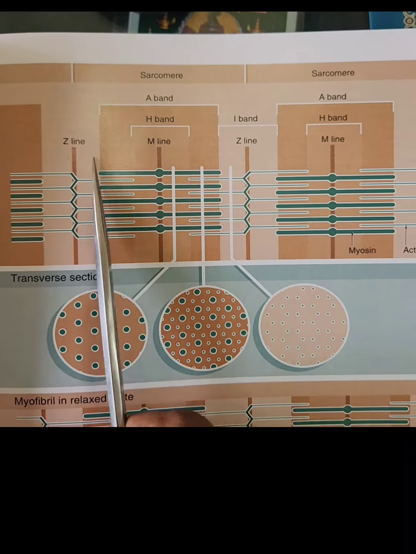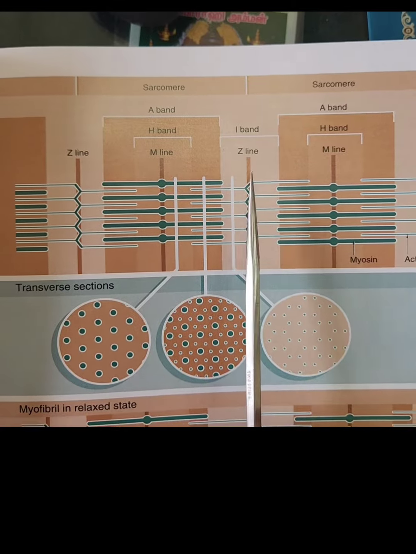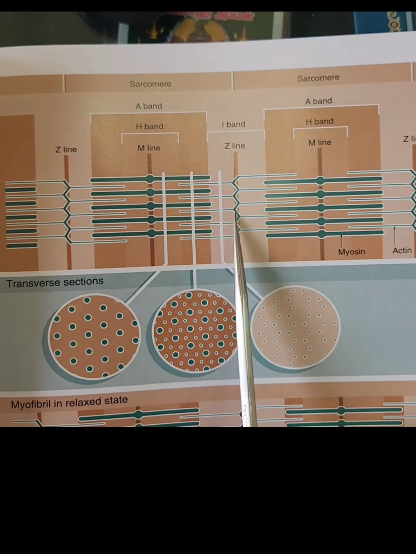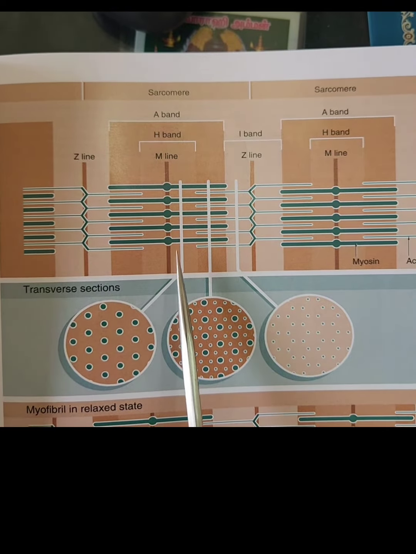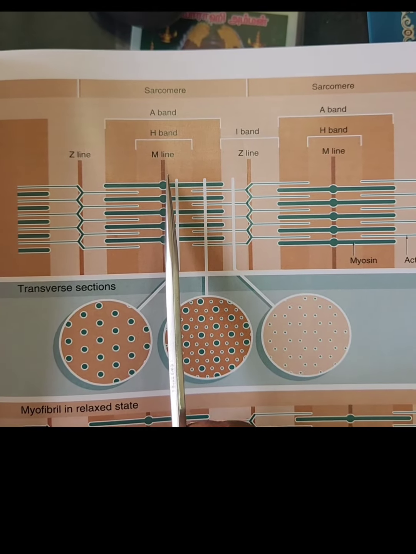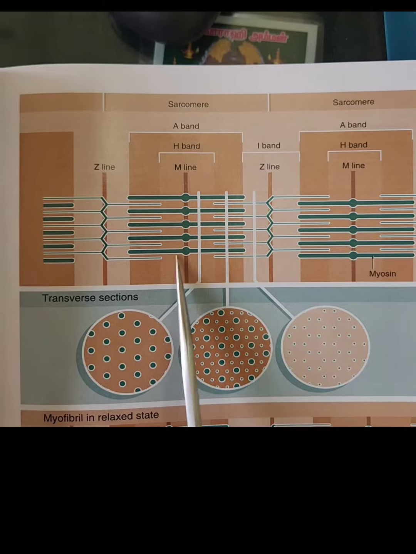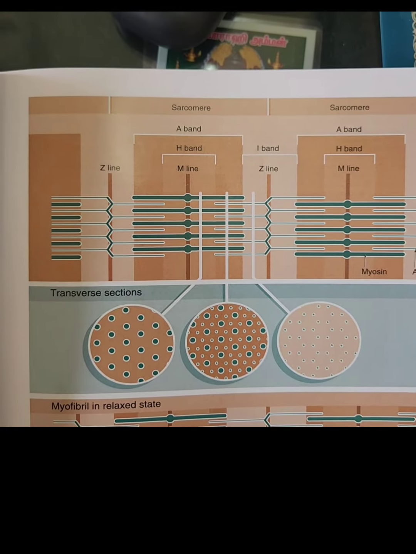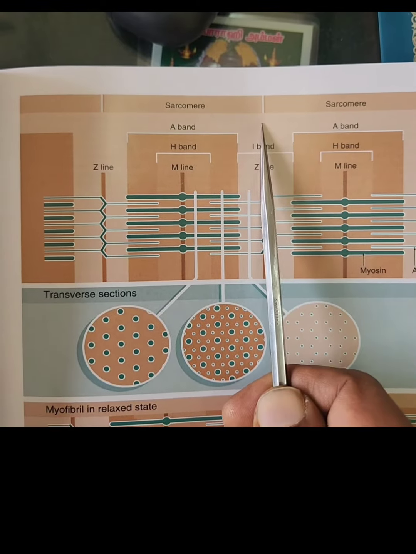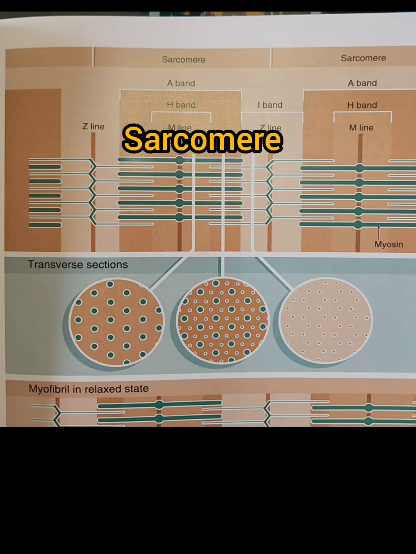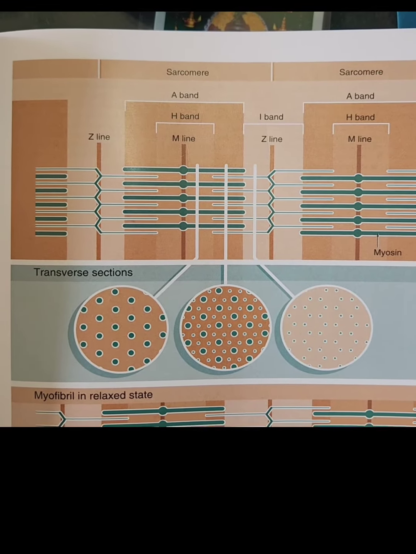And in the center of the I band, we find Z line. Z line is the one which holds actin filaments on either side of it. And in the center of the dark band, we find M line. M line is the one which holds myosin filaments on either side of it. The part of the myofibril between two Z lines is called sarcomere. Sarcomere is the structural and functional unit of muscle fiber or myofibril.